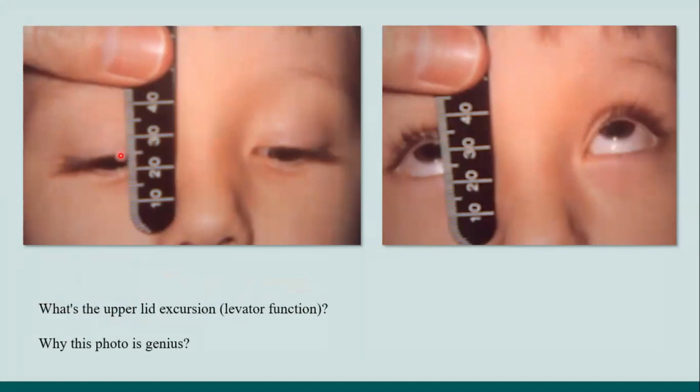We measure the upper lid excursion from the complete relaxed position to the full action of the levator muscle. But at the same time, we need to negate the action of frontalis, and that's why we place our thumb on the eyebrow, because this is the insertion of the frontalis muscle. And whenever we fix the insertion of the muscle, we prevent it from its action. All right?